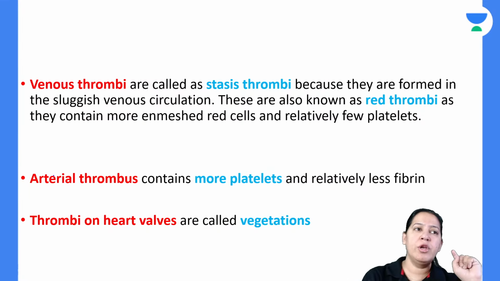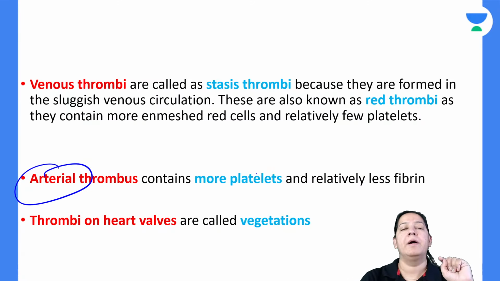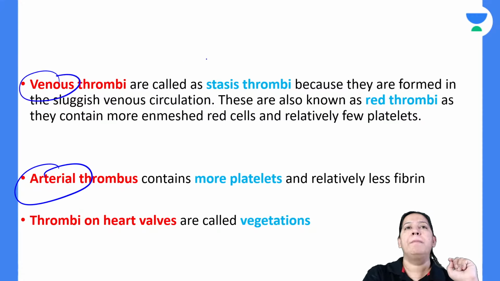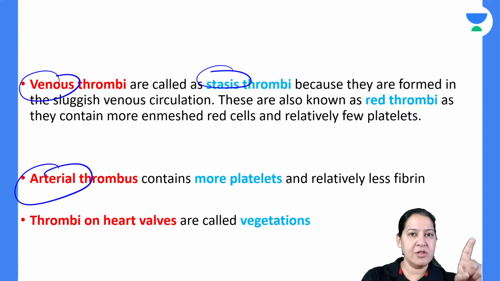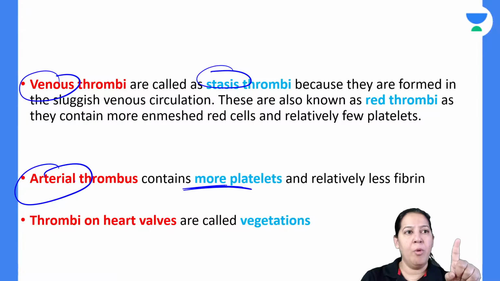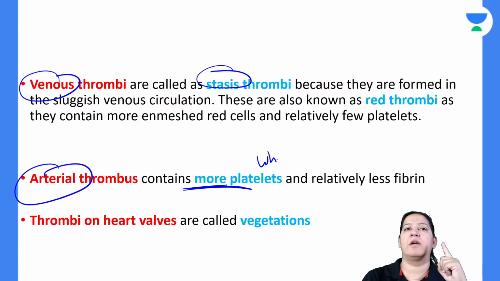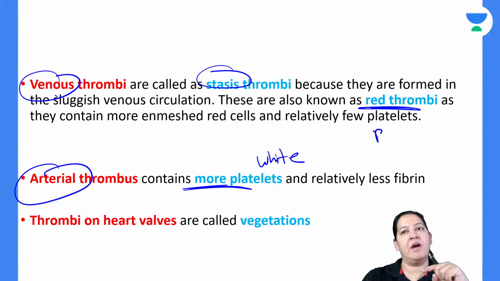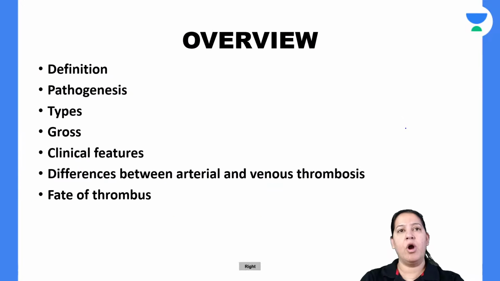As I have told you, arterial thrombus is formed because of turbulence, and venous thrombus is formed because of stasis. Arterial thrombus contains more platelets. That's why they are white in color. Venous thrombus contains more RBCs. That's why they are red in color. You got it?